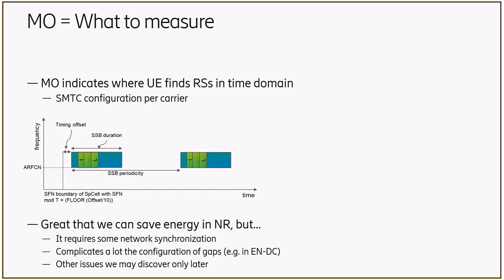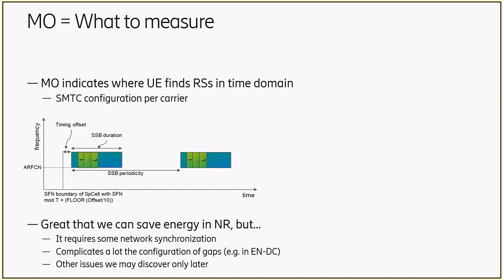Again, the measurement object, and this is only the measurement object. The measurement object also tells the UE what to measure. And I explained a bit in the frequency domain, this ARFCN. It's very similar to LTE. I tell the UE, this is the measurement object. This is the frequency you should search for cells.